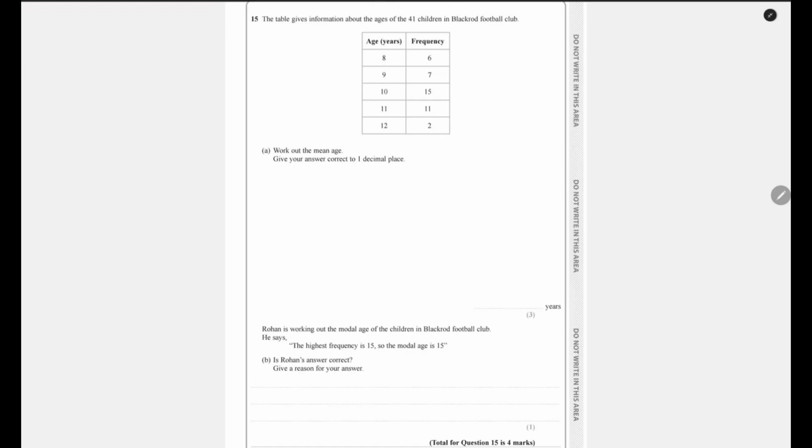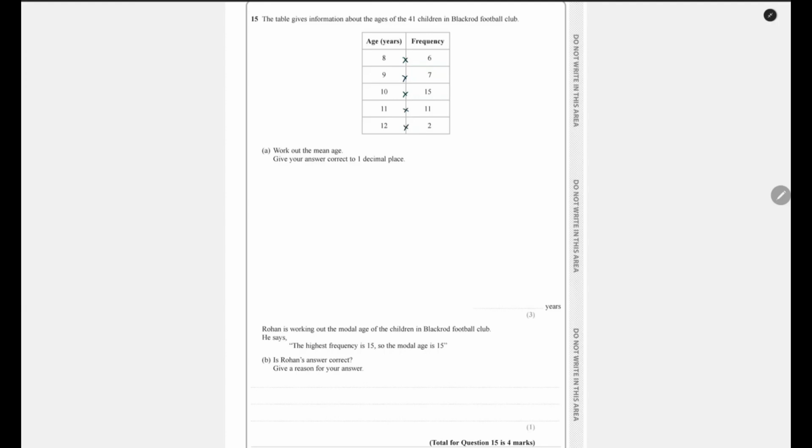Question 15 says, the table gives information about the ages of 41 children in Blackrod Football Club. Part A is asking us to work out the mean age. Give your answer correct to one decimal place. So the first thing that we need to do is work out the total age of all 41 children added together. So we need to multiply the age by the frequency. So 8 times 6, 9 times 7, 10 times 15, 11 times 11, and 12 times 2.